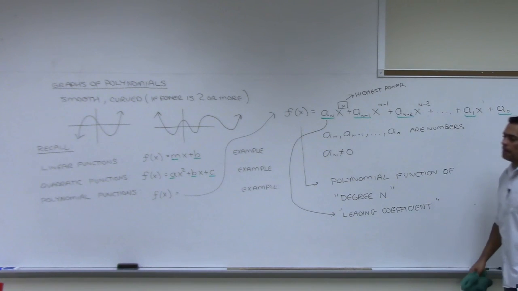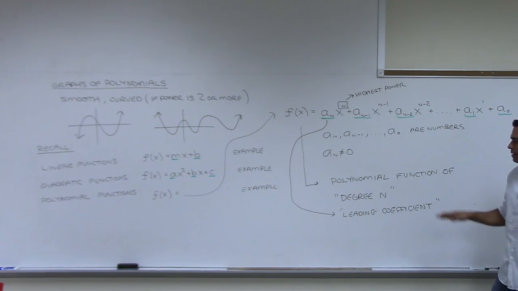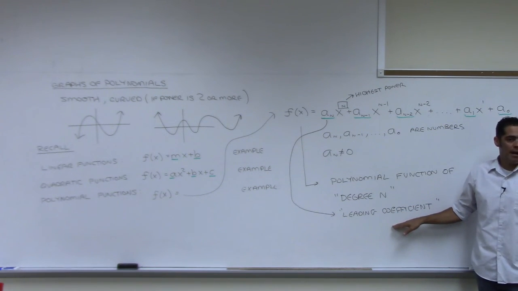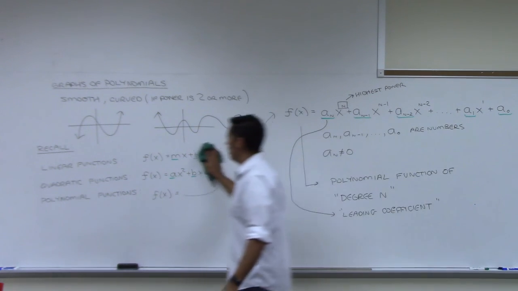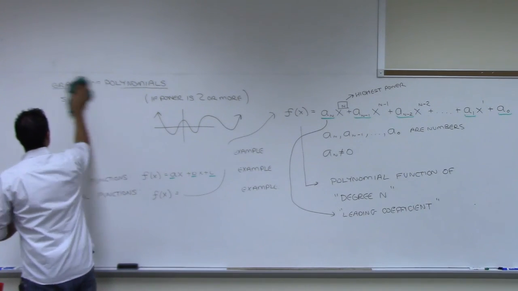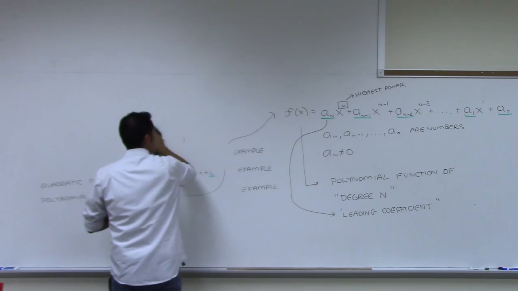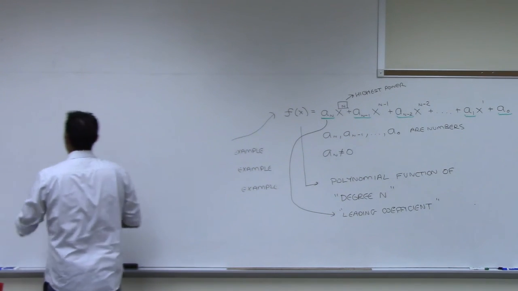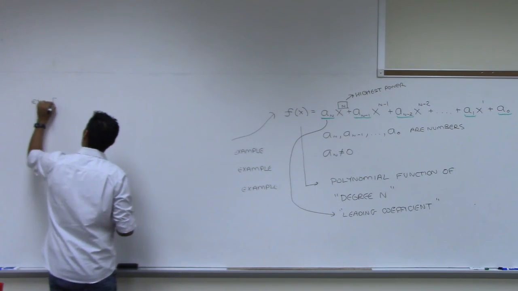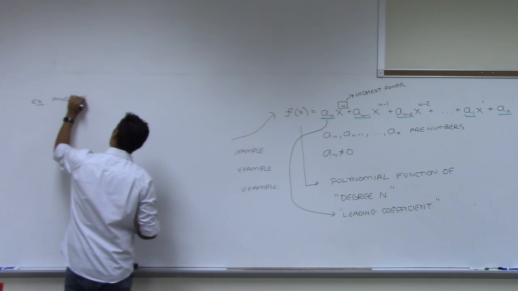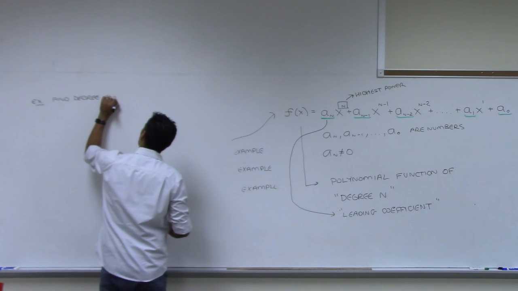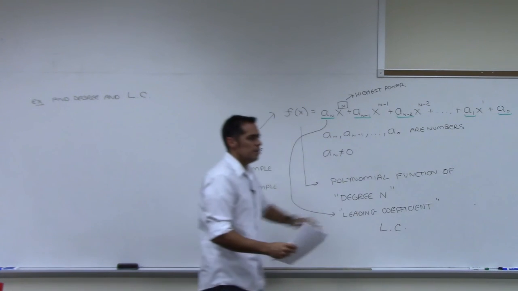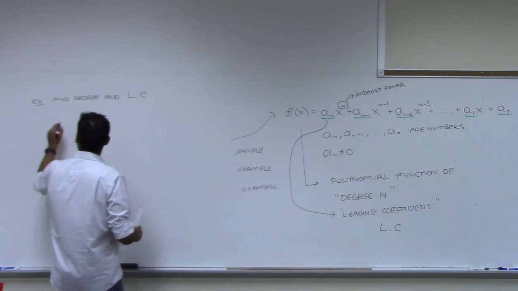Now, believe it or not, knowing the degree of a polynomial and knowing the leading coefficient tells you a lot about what the graph looks like. So what I'm going to do now is put a couple of polynomial functions on the board, and I'm going to ask you to identify the degree and the leading coefficient. This is the part I said was really kind of easy. So for this example, find the degree, and I'm going to put LC from now on for leading coefficient, okay? LC. Find the degree and the leading coefficient of this function.